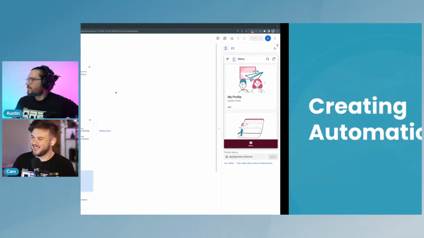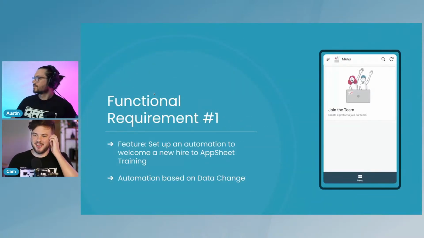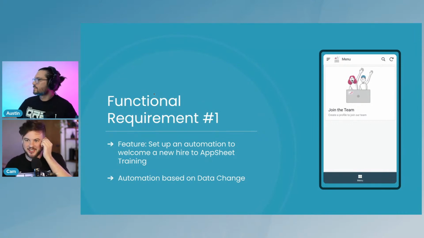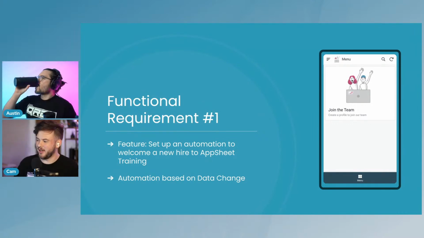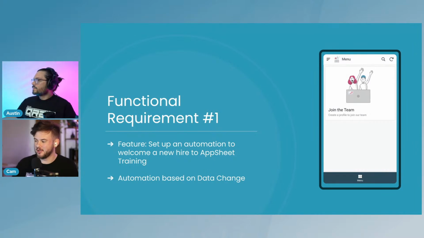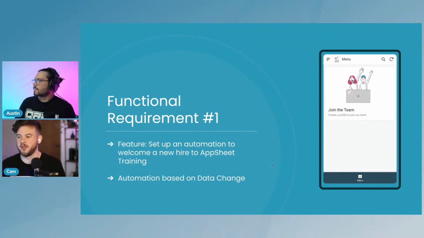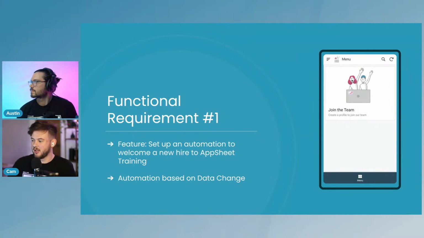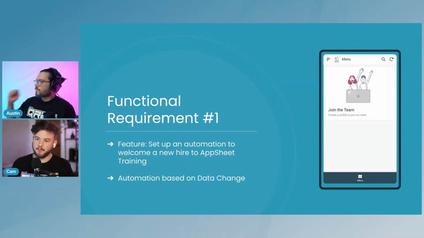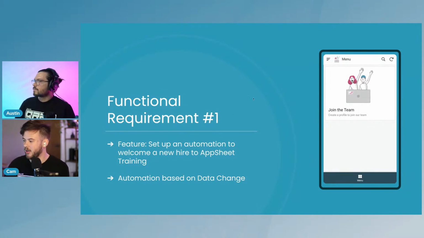All right, guys. So let me go over here to the slides. And then first on the to-do list is set up an automation to welcome a new hire to AppSheet training. We want this to be an automation based on data change. And so what that tells me is that we want this to be a data change bot. And just intuitively, we see the word new hire, so I assume that means whenever somebody gets added to the team table. And so we want to trigger a bot whenever a new record gets added to the team table. Let's go ahead and start that right now.